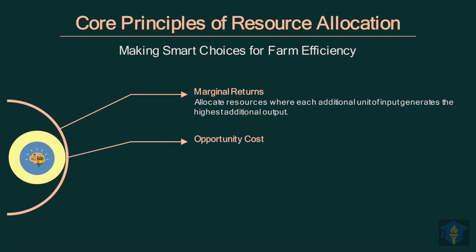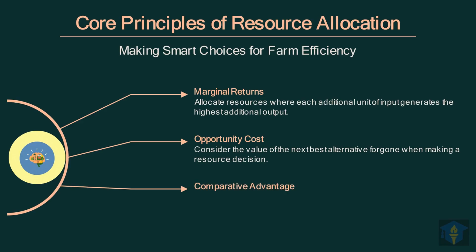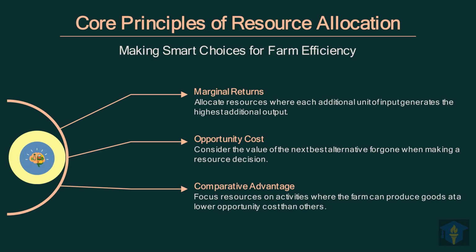Next, understand opportunity cost thoroughly. Consider the value of the next best alternative when making resource decisions. Finally, leverage comparative advantage strategically. Focus resources where your farm can produce at lower opportunity cost.